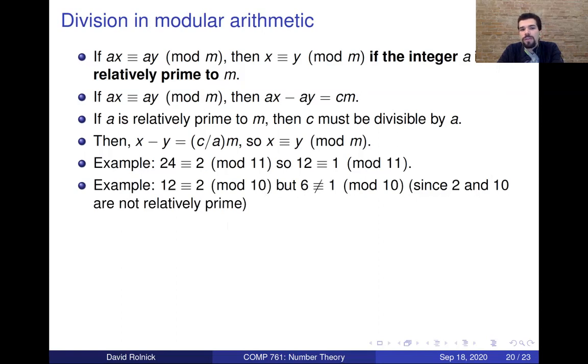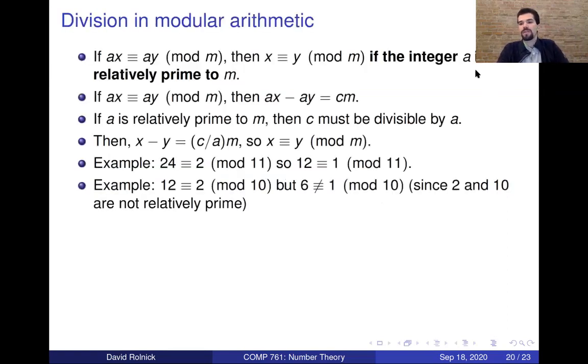If 12 is congruent to 2 mod 10, we could try dividing by 2. But if we tried dividing by 2, then we would get 6 is congruent to 1 mod 10. Oops. 6 and 1 definitely do not differ by a multiple of 10. What they do differ by is a multiple of 5, which is 10 divided by 2. I'll let you think about what happens if you try to divide by some a that isn't relatively prime. You can still do it, but the modulus is going to change. 10 is in this case going to change to 5.